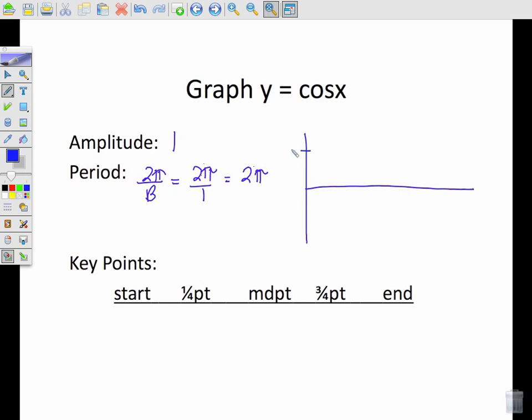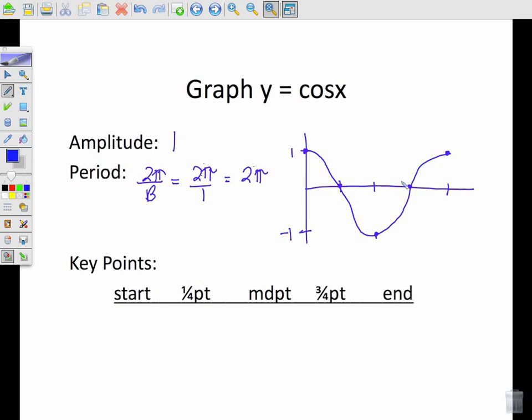So cosine of 0 is 1, point here. Cosine of pi over 2 is 0. Cosine of pi is -1. Cosine of 3/2 pi is 0. These are all cosines. And then cosine of 2 pi is back to 1 again. So this is what my curve looks like here for cosine.